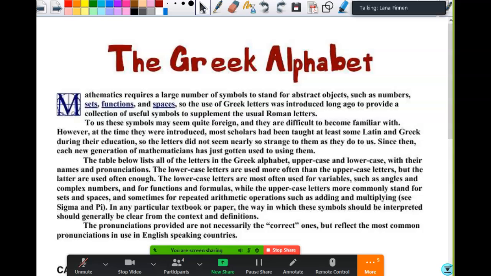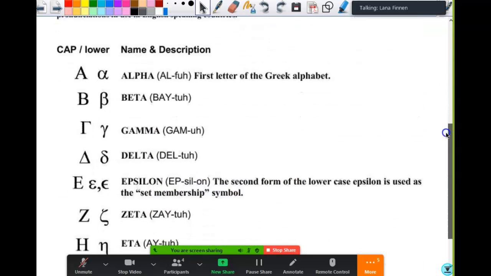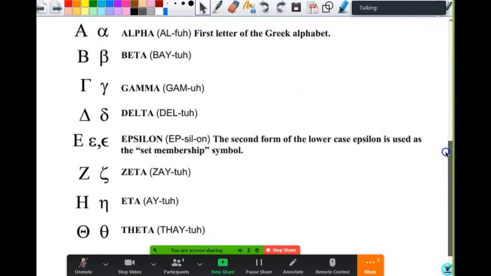But let's talk about the Greek alphabet first of all. You can read this, I'm not going to read this to you. You can read this for yourself later if you're interested. But the Greek alphabet is a very important thing in your math and science classes because you have already used quite a few of these, if you don't know.